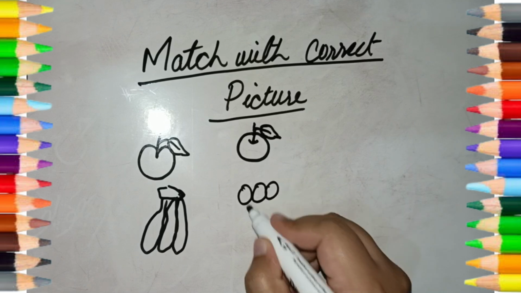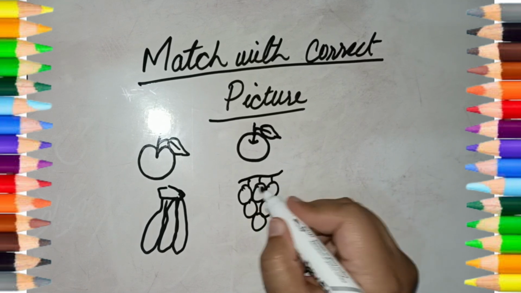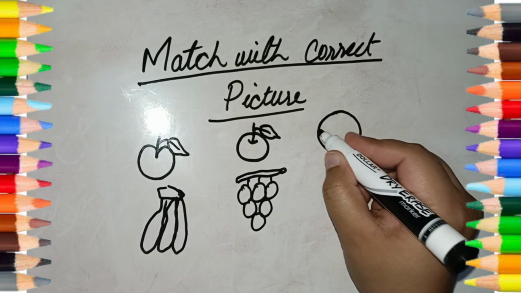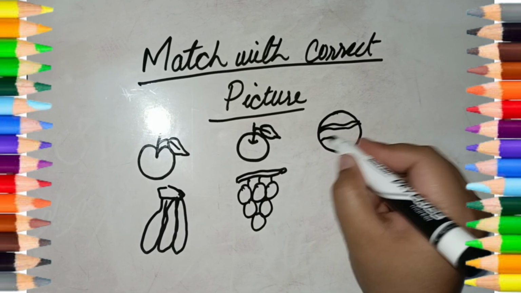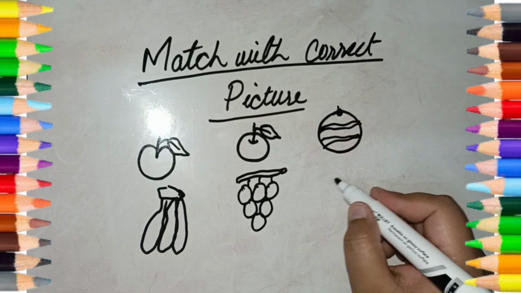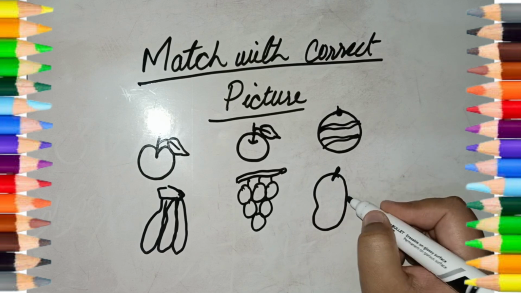Okay, tell me, what is this? These are grapes. Yes. Okay, now tell me, what is this? Watermelon. Now next we have, let's draw. Mango. Yeah, it's a mango.